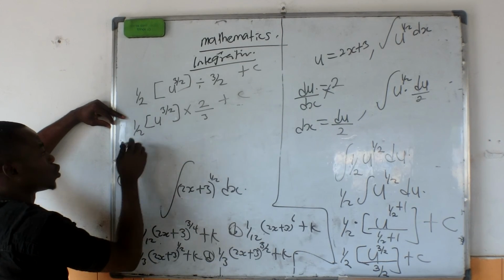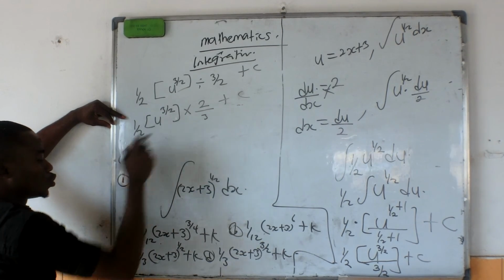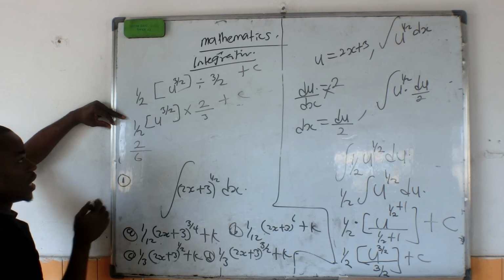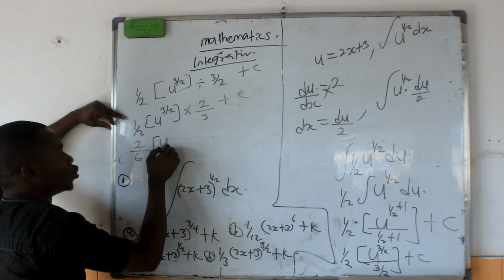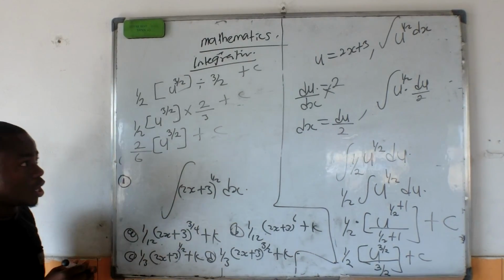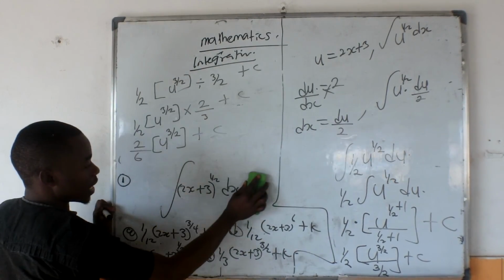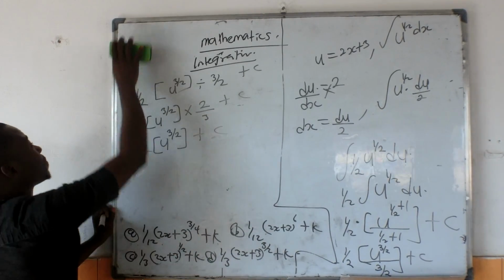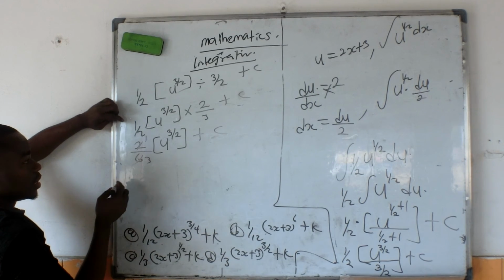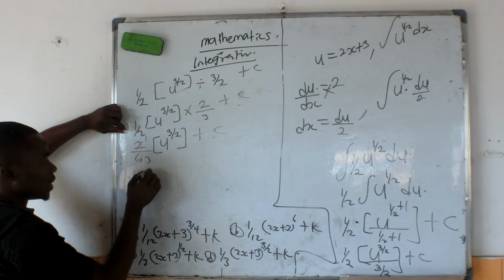Then you have 1 times 2 you have 2, divided by 2 times 3 you have 6. Okay? Into bracket 1 now, u raised by 3 over 2, plus constant. Oh sorry, I have to print this. So now 2 in 2. Well, 2 in 6, 3. That means at the end of the day you have 1 over 3 into.